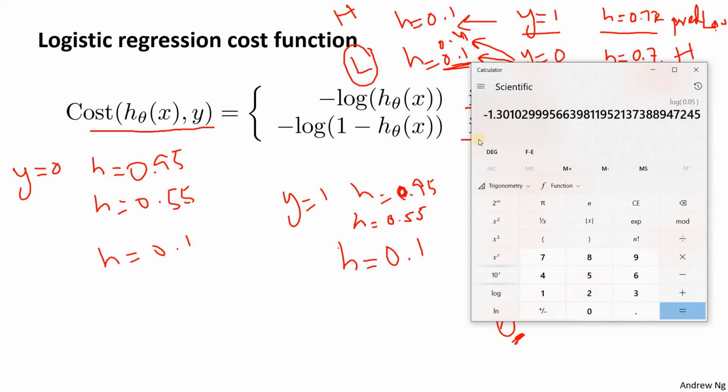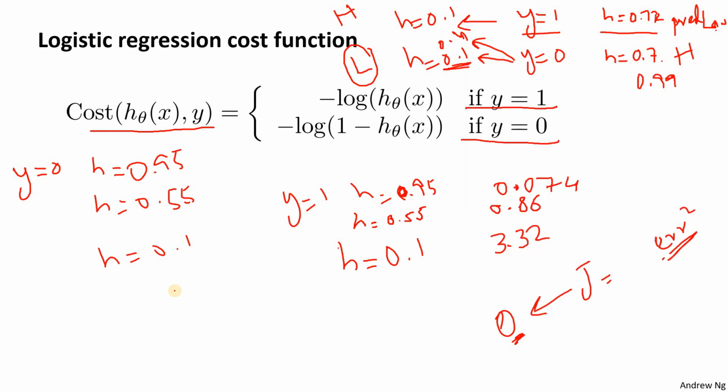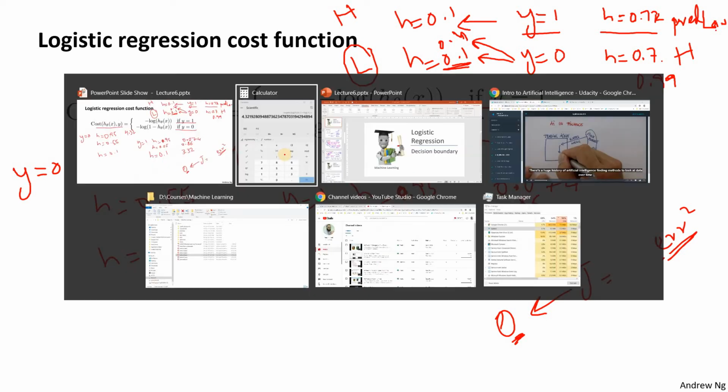So when I take the log of this value, it is minus 1.3, take the negative and then divide it by log of 2. So it will give me the fine or the error value of 4.32, which is very big. Okay.